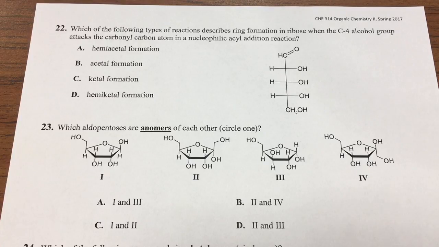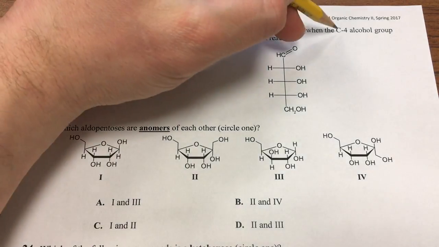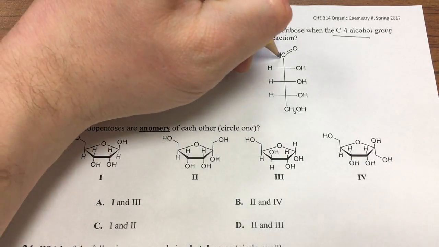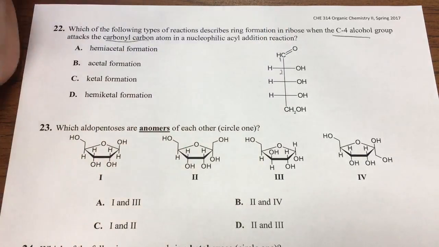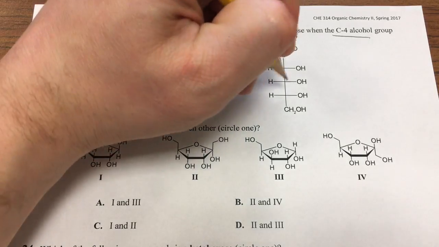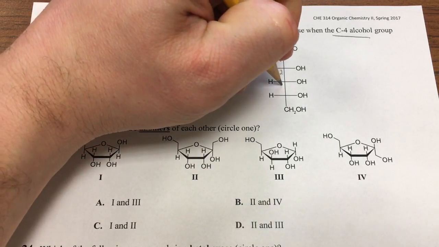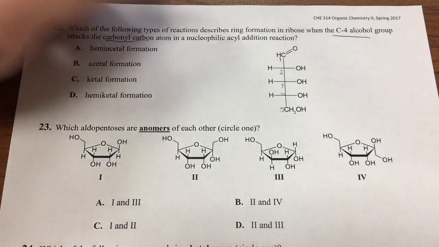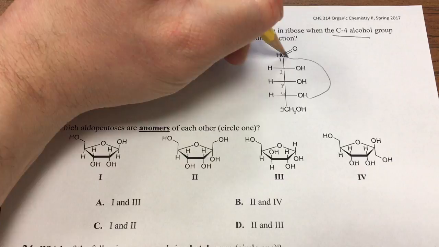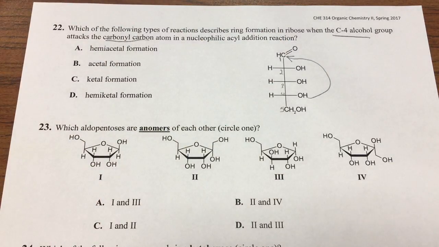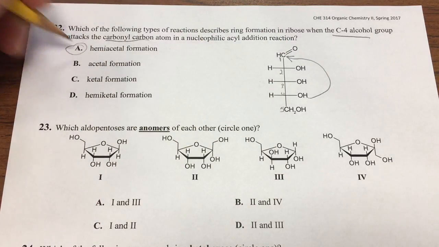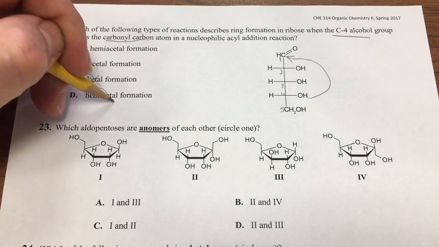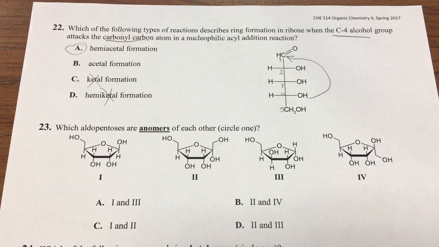Number 22 here is asking us if the C4 alcohol reacts with a carbonyl right here. You should know that the 1 position is the carbonyl carbon, and then we go here, here's the 4 position. Right there, that's how we number it. So it's asking if this wraps around and attacks right there, what usually forms? It forms a hemiacetal. By definition, ketols would come from a ketone, and this is an aldehyde, so C and D are both out.